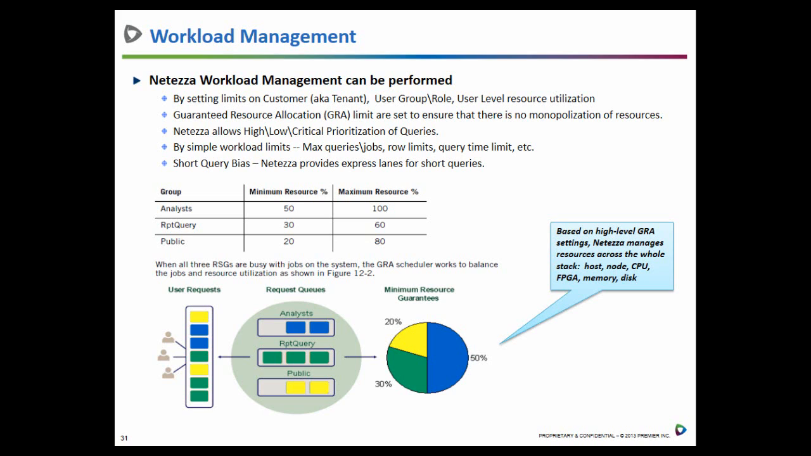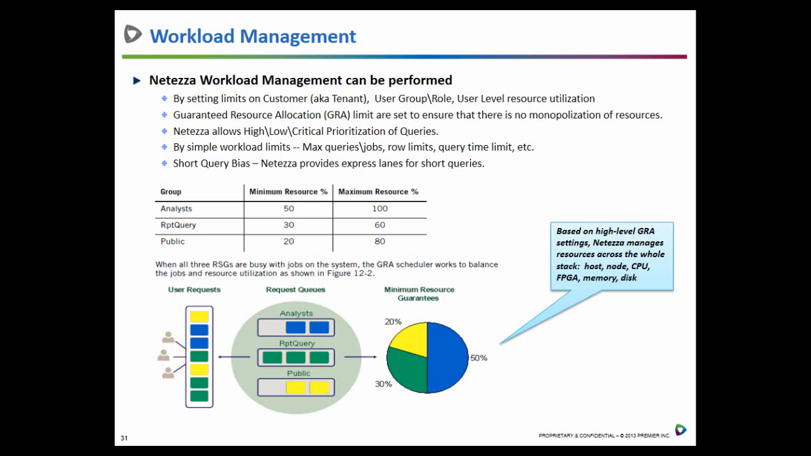And Netezza allows you to do this with simple workload limits that you can specify: max number of queries that can run concurrently for a particular user group, max number of jobs that can run, the row limit. Nobody actually uses row limits because that's too terrifying. But you can also set row limits that any single query can actually query in Netezza. You can have query time limits, which is very useful. If some query is running more than half an hour, it should definitely be terminated, at least from a retrieval standpoint. So things like that.